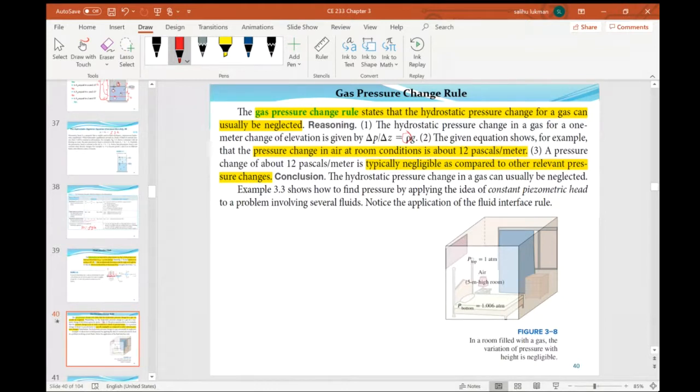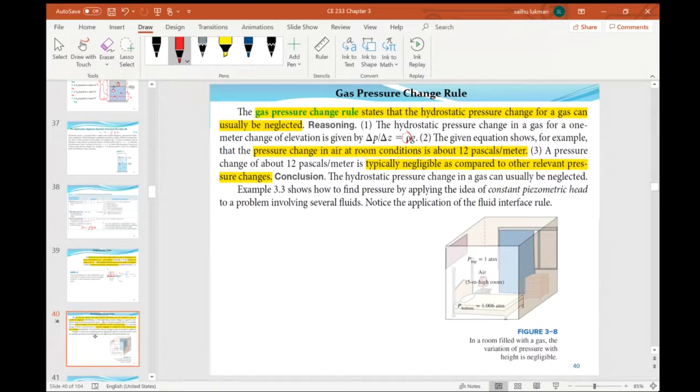And remember, the atmospheric pressure is 101 kilopascal. It's 101 kilopascal. So in this example, it shows how to find the pressure by applying the idea of constant piezometric head to a problem involving several fluids. Notice the application of the fluid interface rule.